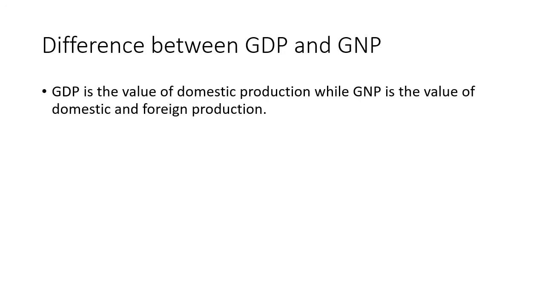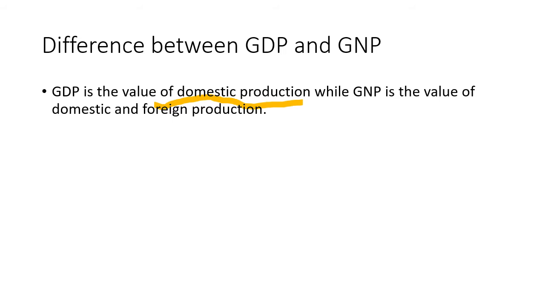The first difference between GDP and GNP is that GDP is the value of domestic production, while GNP is the value of domestic and foreign production. GDP is the value of all goods and services produced within the geographical boundaries of a country, that is the domestic production, either produced by the nationals or a foreign company. If they are produced within the country, that's called GDP, gross domestic product.